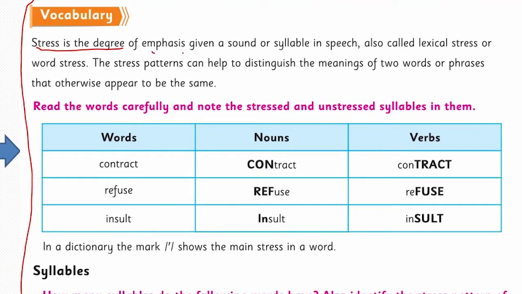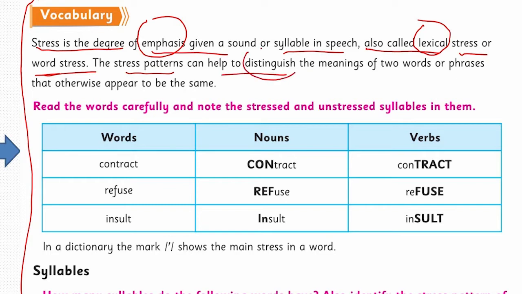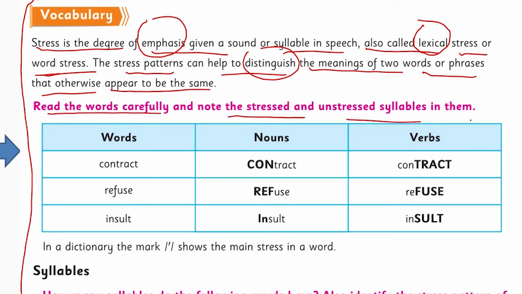Stress is the degree of emphasis given to a sound or syllable in speech. Emphasis, like when we put emphasis on something. It is also called lexical stress or word stress. Lexical is related to the meaning of the word, and word stress. The stress pattern can help to distinguish the meaning of two words or phrases that otherwise appear to be the same. Look at the examples here, so you will find the difference between them. Read the words carefully and note the stressed and unstressed syllables in them.